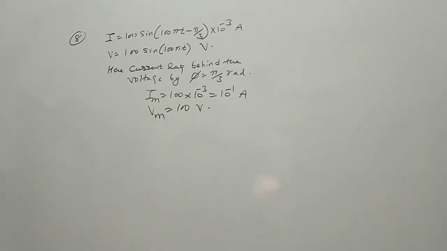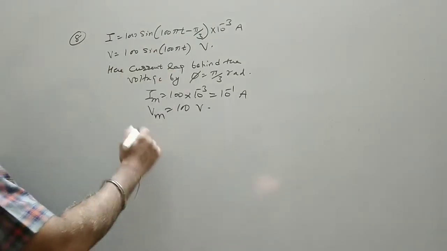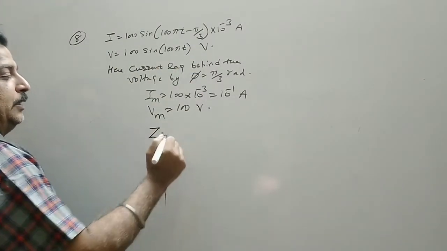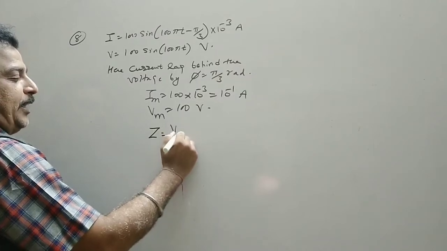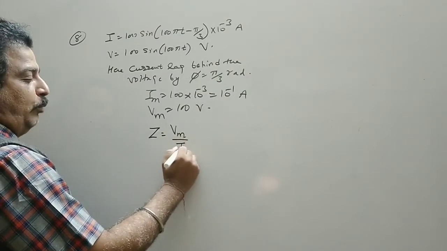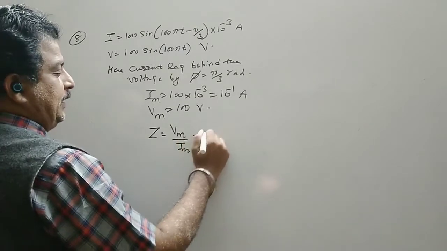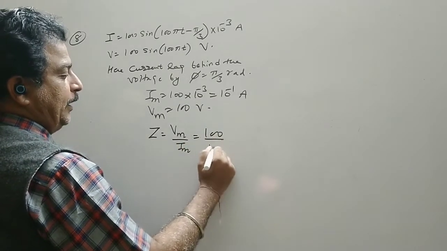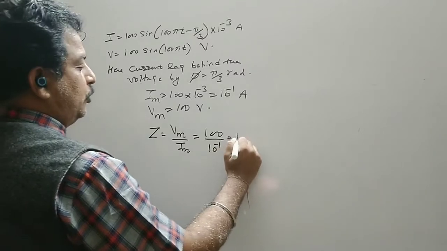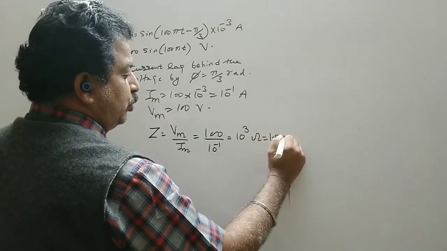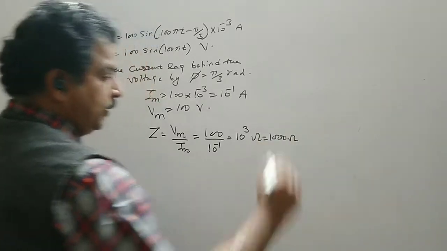Now since the maximum values are given, we can easily find out the impedance of this circuit. The circuit is an LCR circuit. So for impedance, using Ohm's law, we can write Z is equal to Vm upon Im. So this impedance is equal to 100 divided by 10 raised to minus 1. So it becomes 10 raised to 3 ohms, that is equal to 1000 ohms.